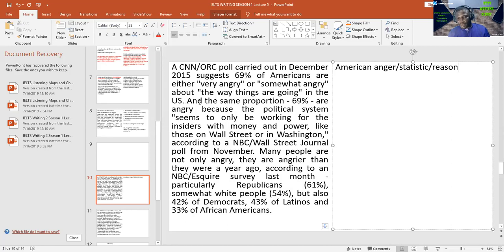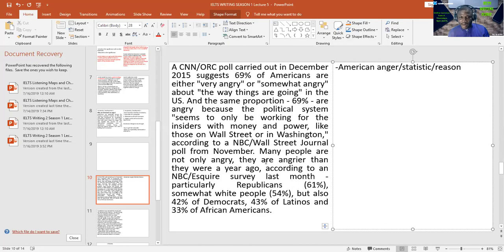Look at the second sentence. That's why I said if you are still confused in the first sentence, look at the second. The same proportion is giving us a figure again, and they are angry because of this. Can you see the first two statements use a cause and effect situation? They gave statistics and also a cause and effect situation. So this paragraph is talking about Americans' anger, the statistics behind it, and the reason for the anger.